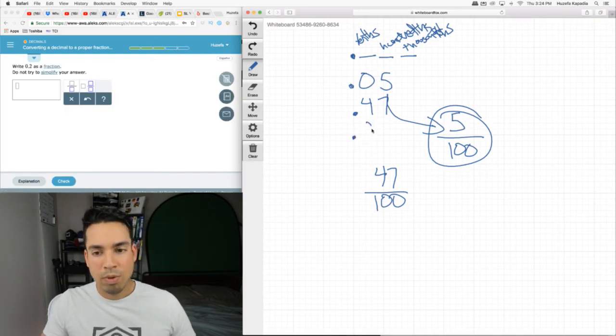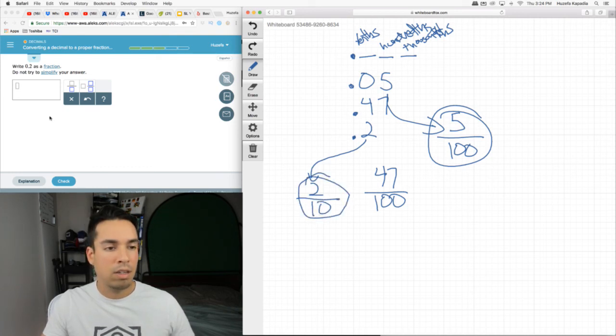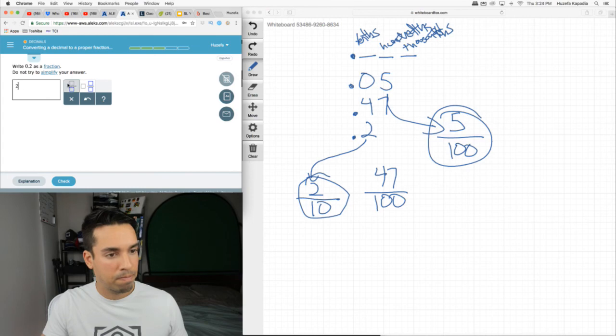Last but not least, 0.2. Now, we don't have a digit here. This stops in the 10th spot. So in this case, we throw that 2 above, not 100, but just a 10. This is 2 out of 10.